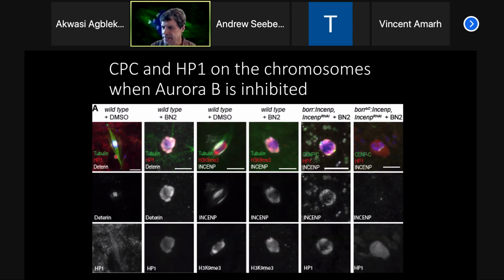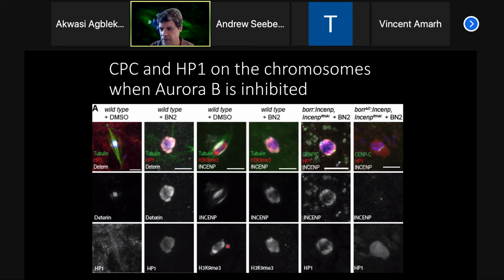And then we apply BN2 that inhibits Aurora B, apparently phosphatases take over and the spindle disassembles. Now, when the spindle disassembles, what happens? The CPC moves from the microtubules back to the chromosomes. HP1 moves from the microtubules back to the chromosomes. And so these experiments show that the CPC components like INCENP and Deterin and Survivin and Borealin can move from the microtubules to the chromosomes and back, including HP1.